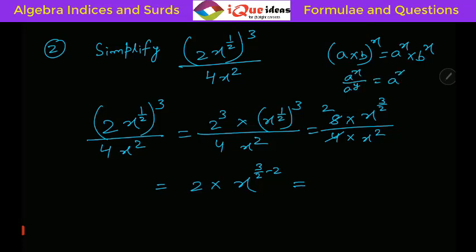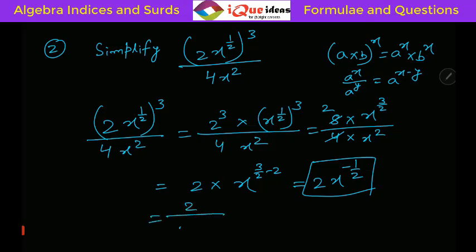It will be a to the power x minus y. Alright, so this becomes 2 into x to the power minus 1 by 2. Now it depends on the option how it is mentioned. Because the power is negative, it can be sent below, it can be sent in the denominator. So it can also be written as 2 divided by x to the power 1 by 2, or it can also be written as 2 divided by root of x.